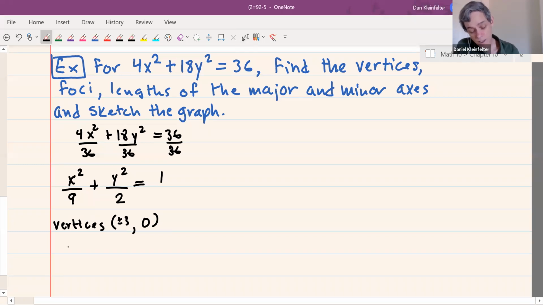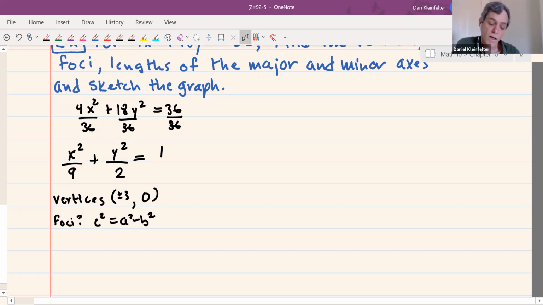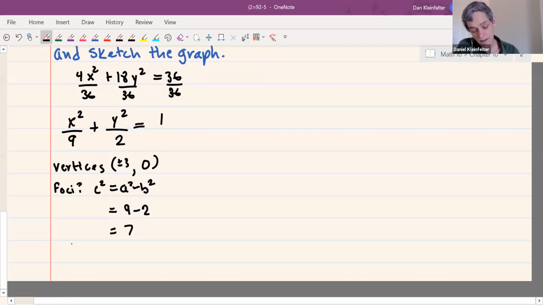We should get the foci next. Okay, so foci, c squared is a squared minus b squared. If you're worried about which is bigger, just remember that c squared has to always be positive, right? So just take the big one minus the small one. Okay, so that c squared is 7.